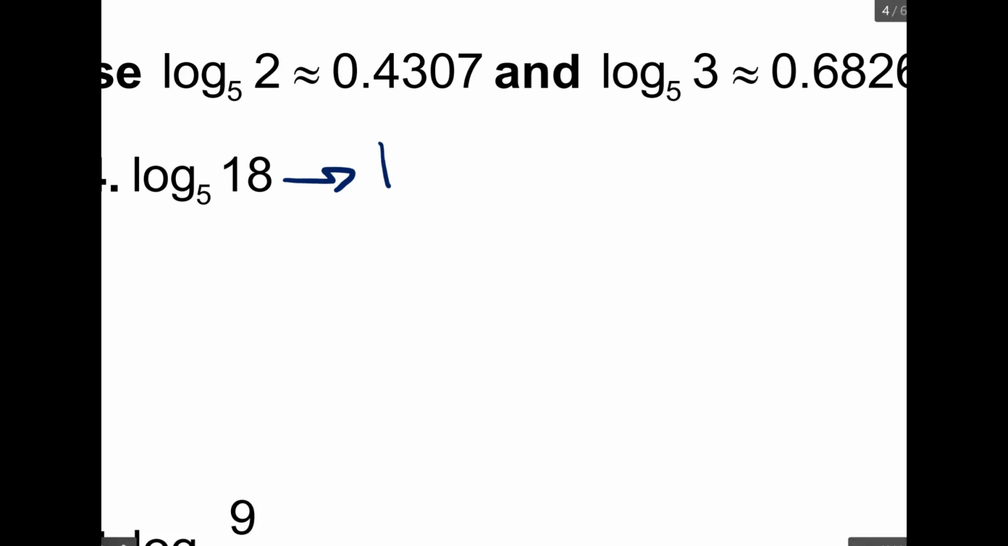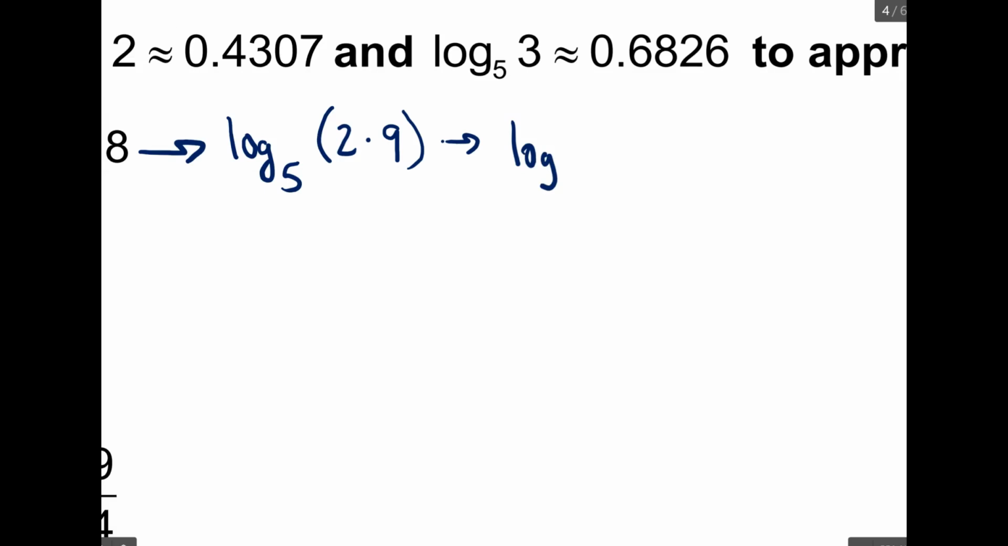Okay, so if I could rewrite this as a sum of logs. So first, a sum of logs, what I mean by that is if I could figure this out as a product, so maybe 2 times 9, that's 18. Okay, so since this is a product, I can rewrite this as log base 5 of 2 plus log base 5 of, well, 9 is just 3 squared. Alright, 9 is 3 squared.